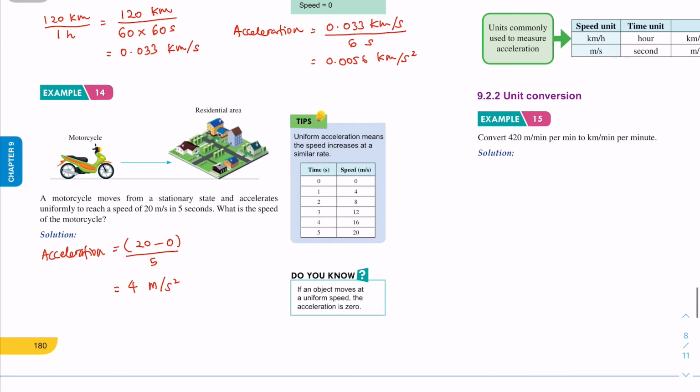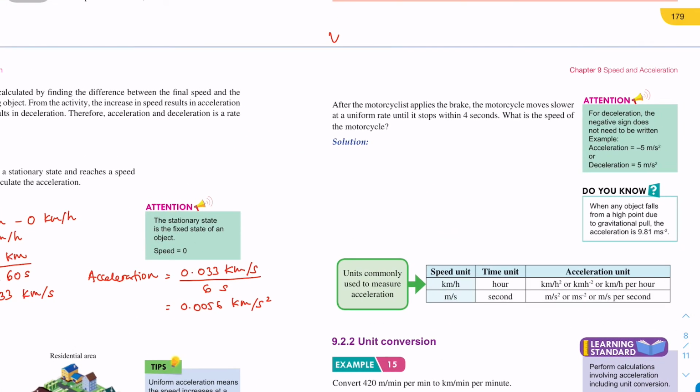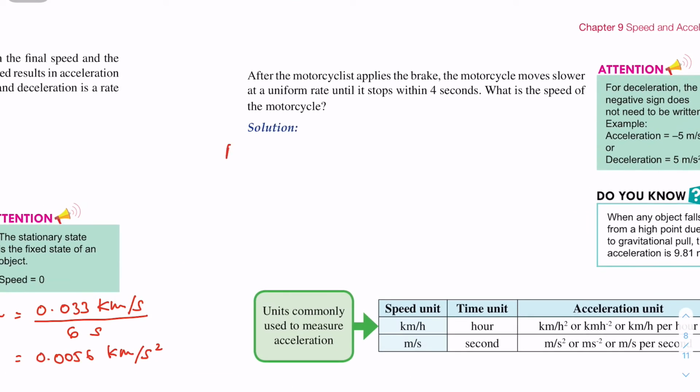Next we have, after the motorcyclist applies the brake, the motorcycle moves slower at a uniform rate until it stops within 4 seconds. What is the deceleration of the motorcycle? So now let's calculate the acceleration. The final speed is 0 because the motorcycle stops.